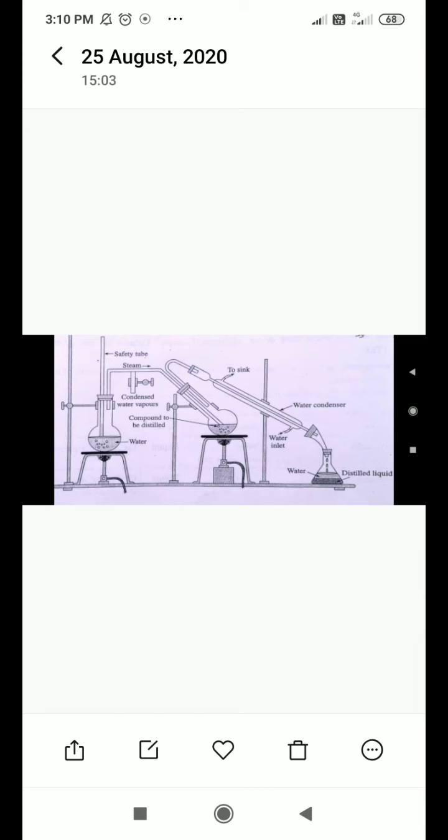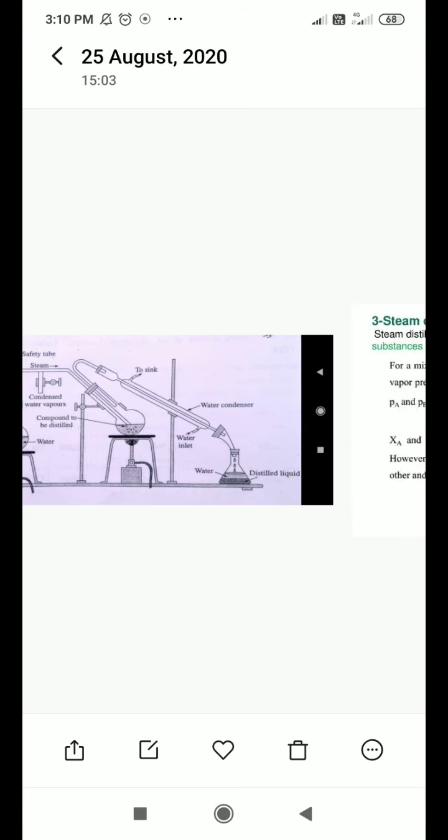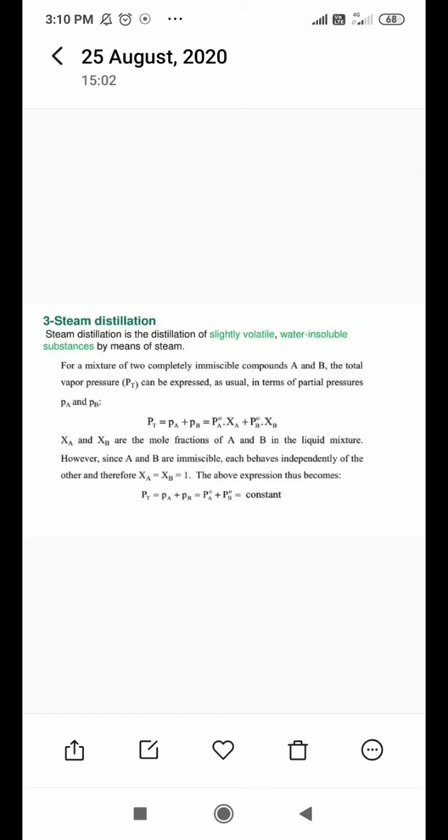For that we should understand one theory, known as Dalton's theory about vapor pressure. What did Dalton say? Steam distillation is the distillation of volatile water insoluble substances by means of steam. This is the general definition: slightly volatile, water insoluble substances can be distilled out through this steam distillation process. After that we will see Dalton's theory regarding vapor pressure.